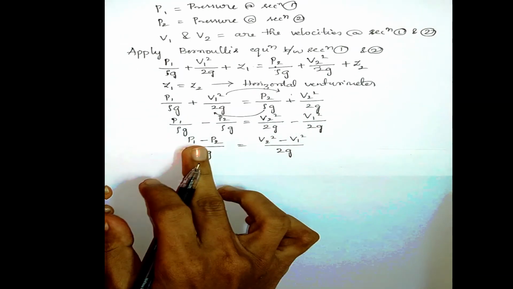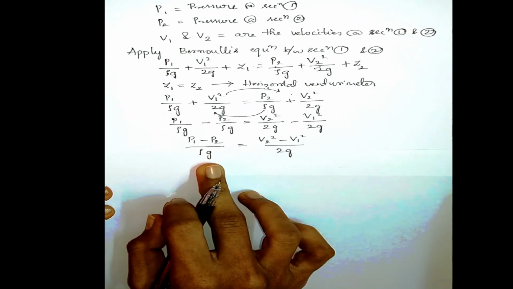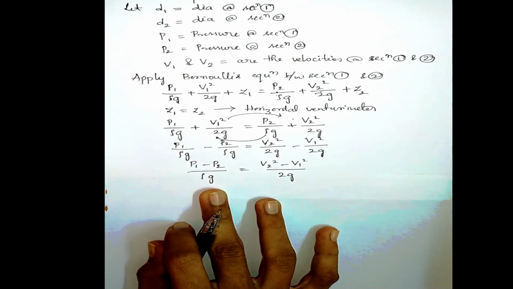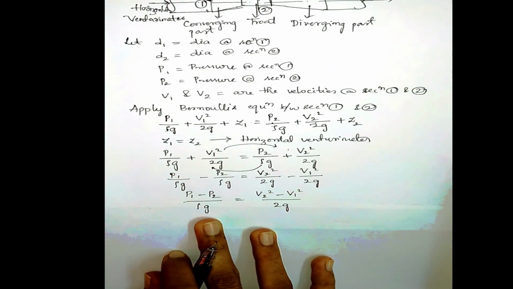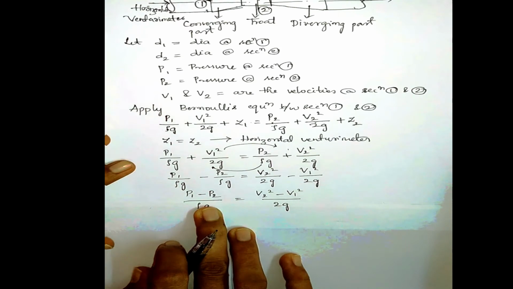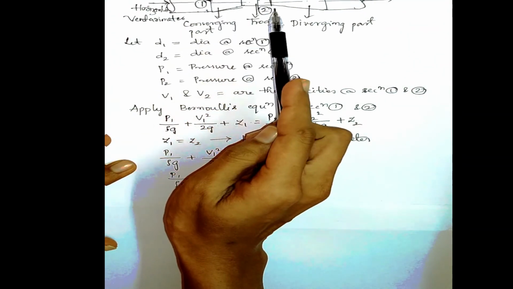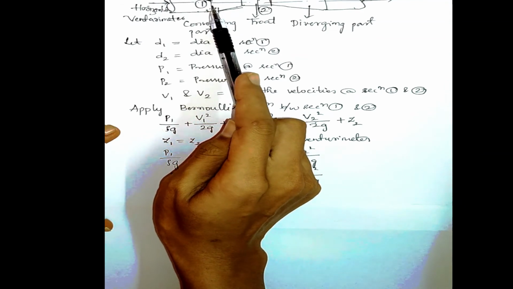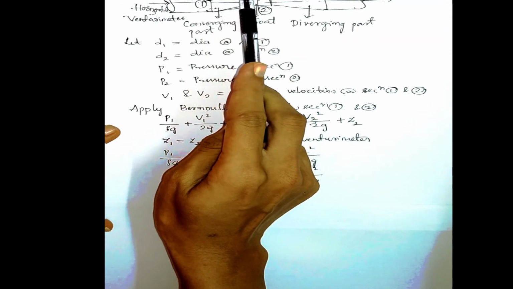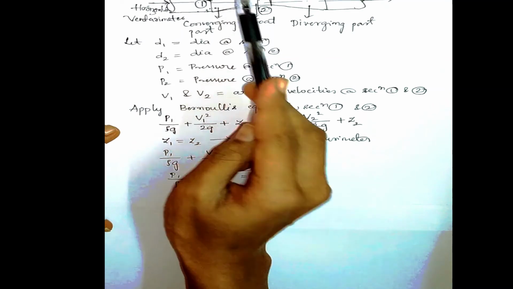So what is this (P1 minus P2) by rho g? In the figure you can see P1 minus P2. That is the difference in pressure head between section 1 and section 2, which is denoted by H.